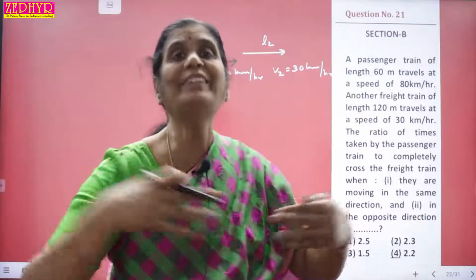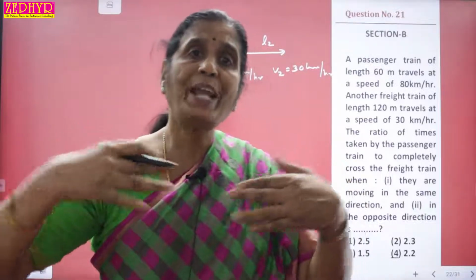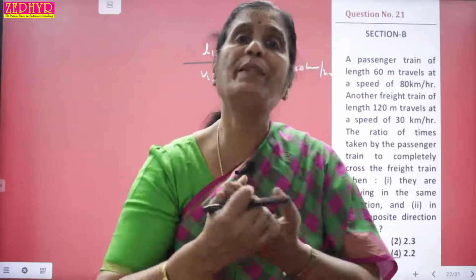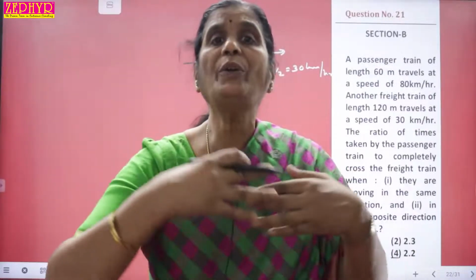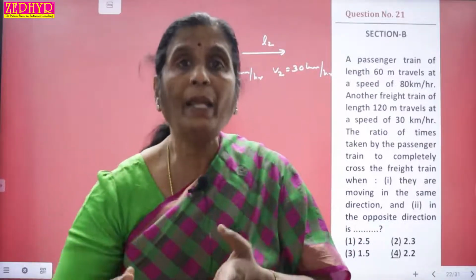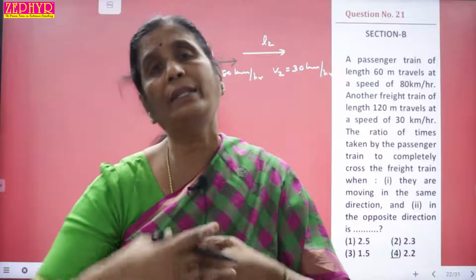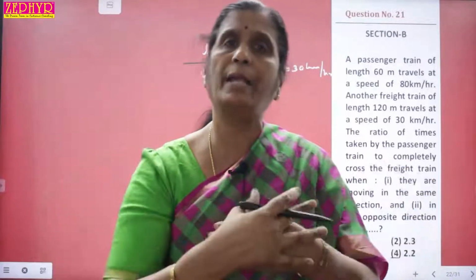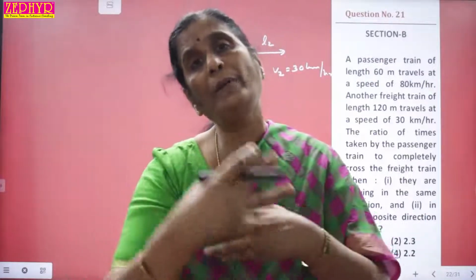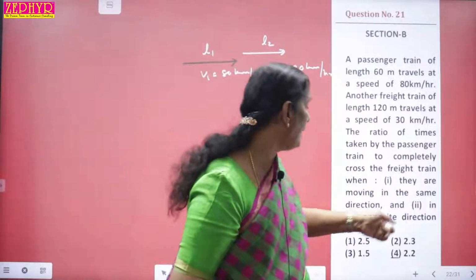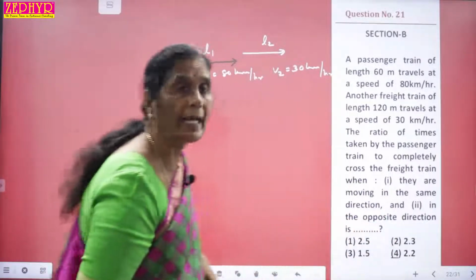They have to cross the trains. When will the two trains cross each other? When they travel the total length, L1 plus L2. L1 plus L2 will be the distance traveled by any one of the trains. Then only we can say that the trains will cross. They may travel in the same direction, or they may travel in the opposite direction.